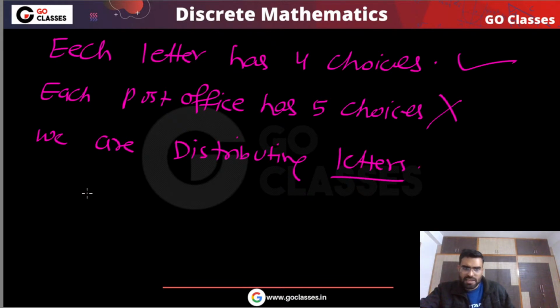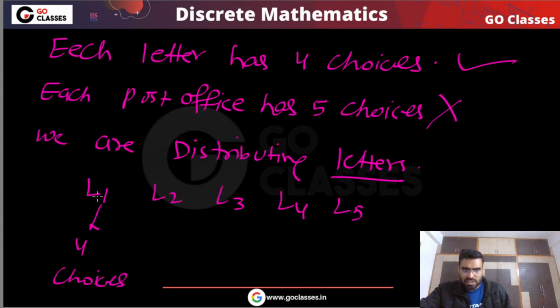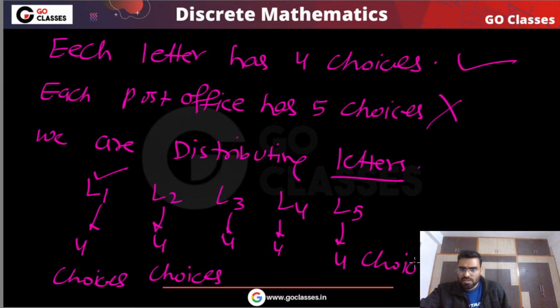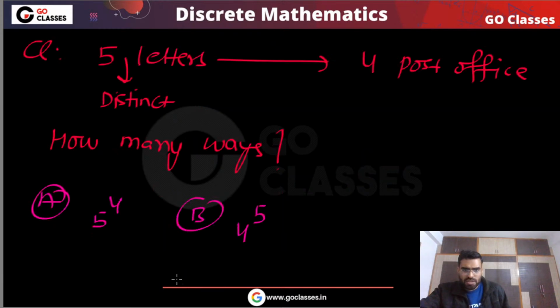So you can notice each letter, whatever letter you take, L1, L2, L3, L4, L5. So each letter has how many choices? Total 4 choices. Once you put this, again this has 4 choices. Again this has 4 choices. Again this has 4 choices. So finally the answer will be 4 power 5, not 5 power 4. So this is the answer.